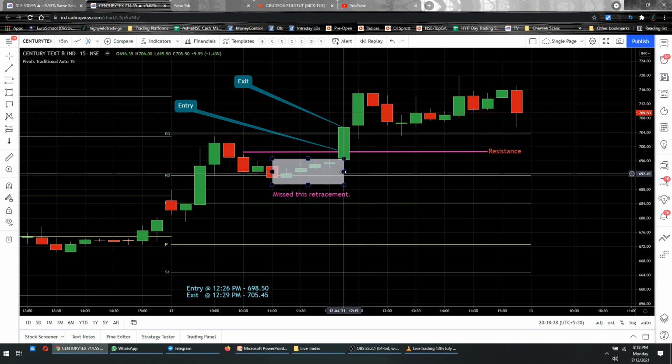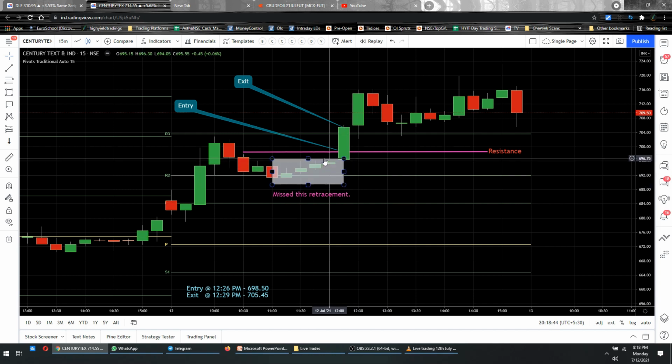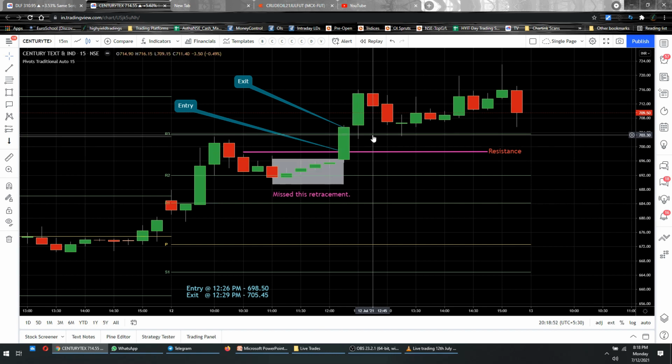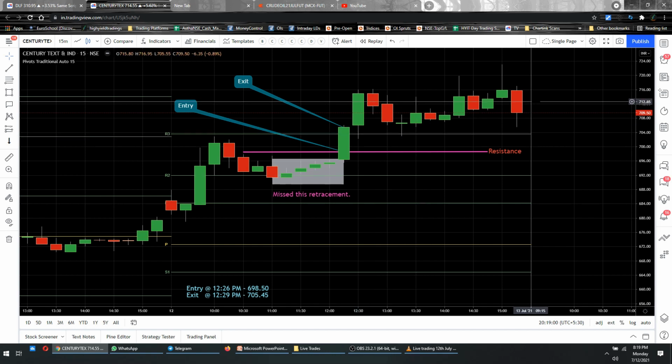When I got back to the Century Text chart and saw that I had missed this particular up move, the first thing that came to my mind is, where is the next resistance? The next resistance is R3, right? So I need to have a gap of at least 4 to 5 rupees, so that I can take the entry and book those 4 to 5 points of profit. It is a 700 rupee script. Under normal circumstances, you can aim for 1% of the script price, which comes to around 7 rupees.